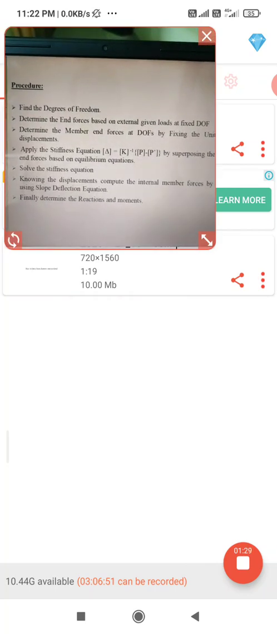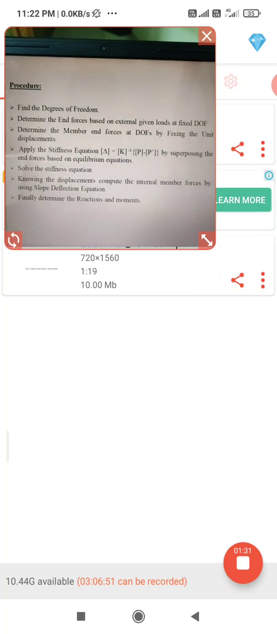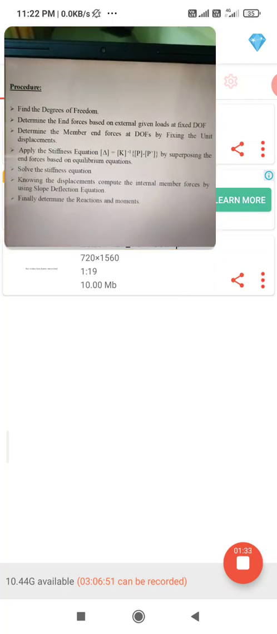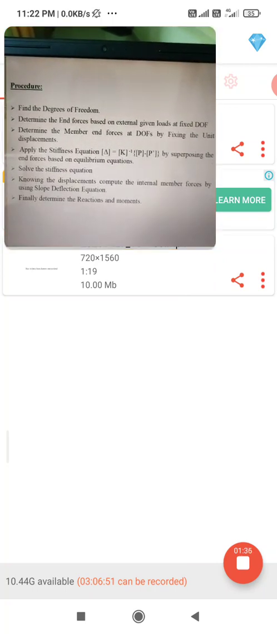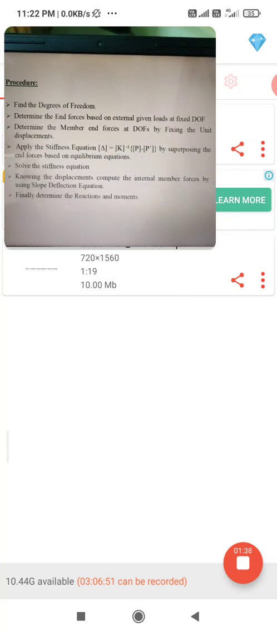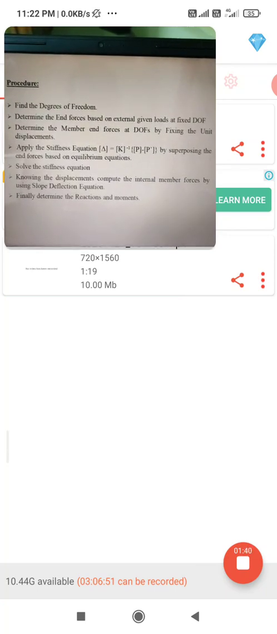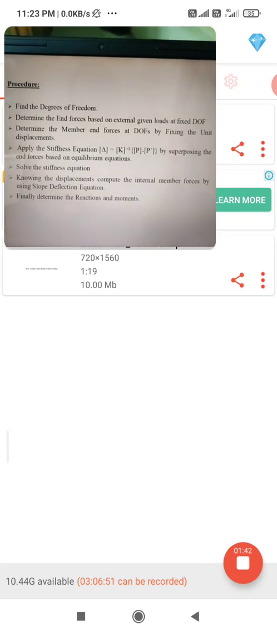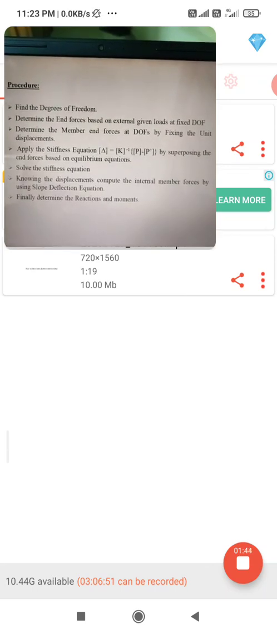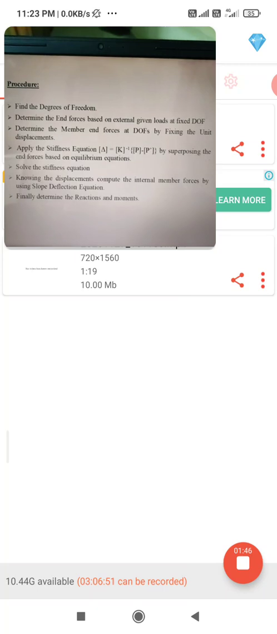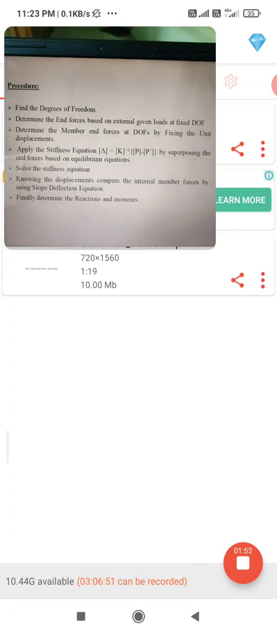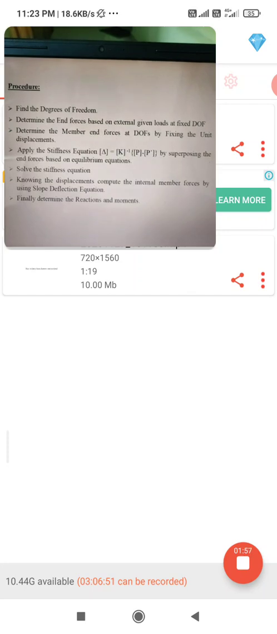The procedure for analyzing beams or frames by the stiffness matrix method is as follows. The first step is to determine the degree of freedom, or kinematic indeterminacy. The second step is to determine the end forces based on the external given loads at the fixed degrees of freedom, and determine the member end forces at the DOFs by fixing the unit displacements.